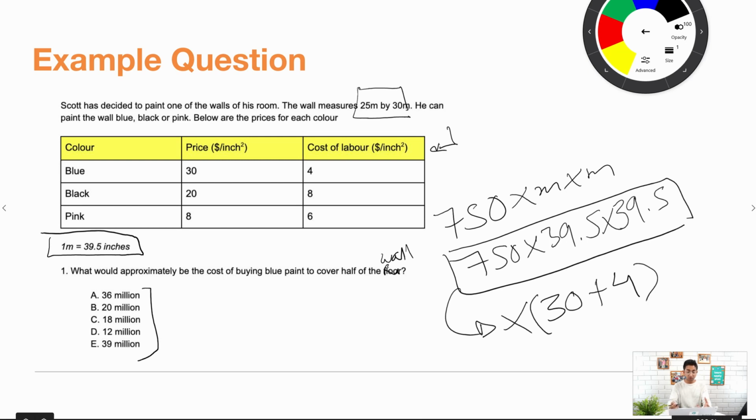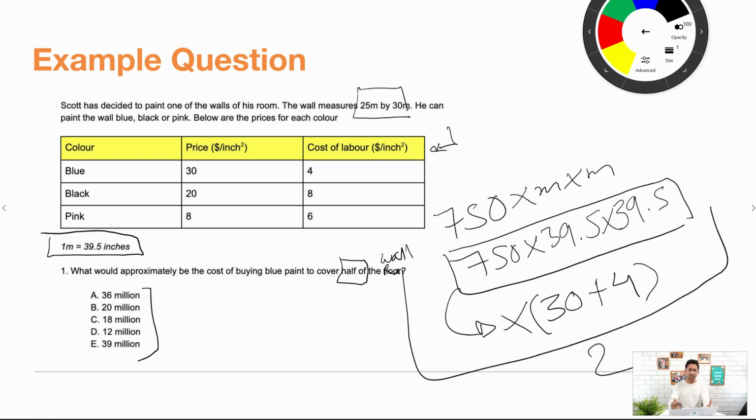That's not all there is to it. Then all the way at the end here, it says he only covers half of the wall or the floor. So once you get your answer out of the calculator, you'd have to divide this whole thing by 2 as well. And once you do that, you get your answer to be around 19.9 million. And since the question says approximately, you can choose the closest answer, which is B, which is 20 million.